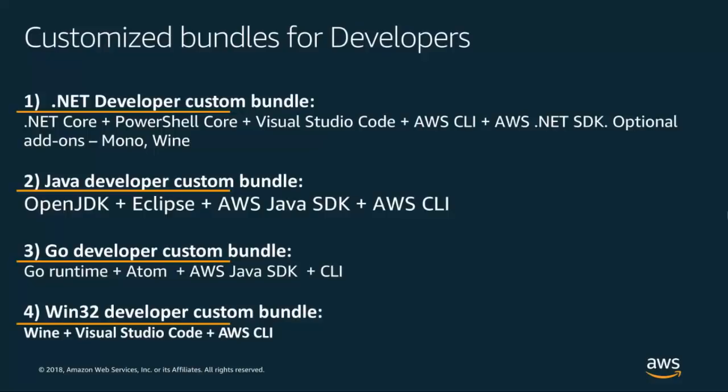Then we have the Go developers who require Go runtime, Atom, and AWS SDK and CLIs. And then finally, I picked Win32 developers. There are still a lot of enterprises that heavily rely on Win32 applications and testing them. So for those developers, it's important to have Wine so that they can build code and test it then and there. Then they have Visual Studio Code as well as AWS CLI.